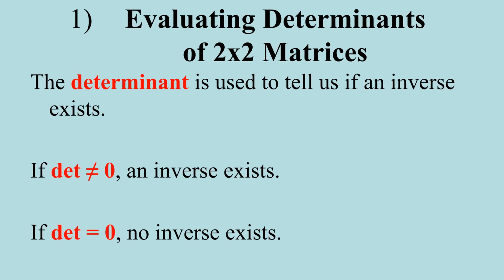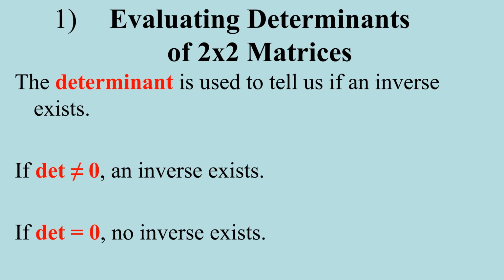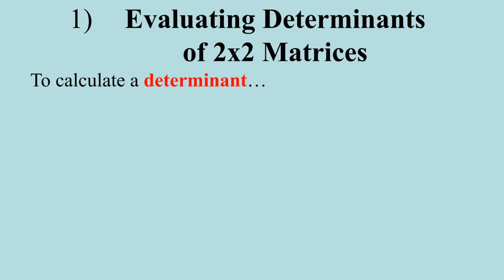The determinant is used to determine if an inverse of a matrix exists. If the determinant is not equal to 0, an inverse exists. If the determinant equals 0, no inverse exists. To calculate a determinant for a 2x2 matrix A, represented as a, b, c, d, we use the notation det A. Note the straight lines used in the determinant notation rather than brackets.